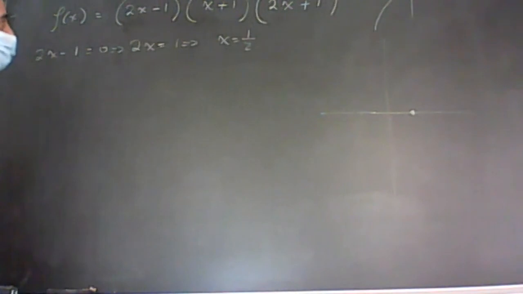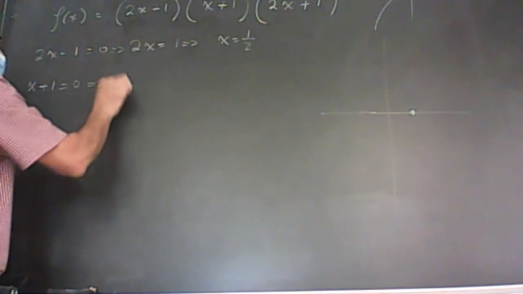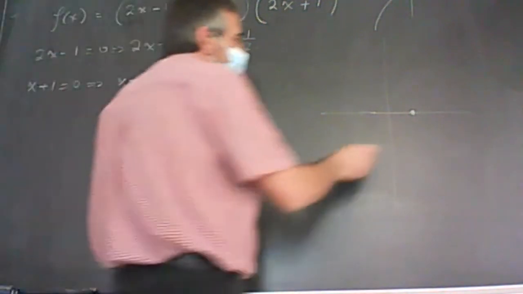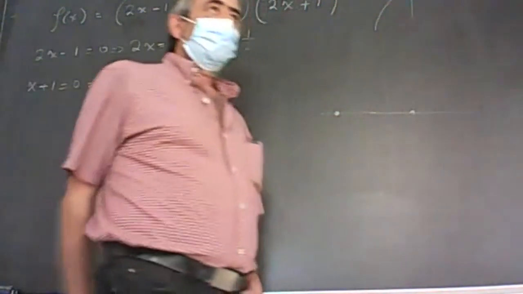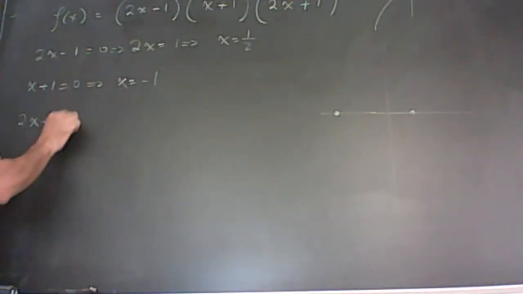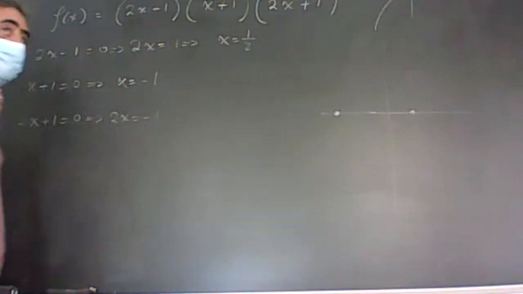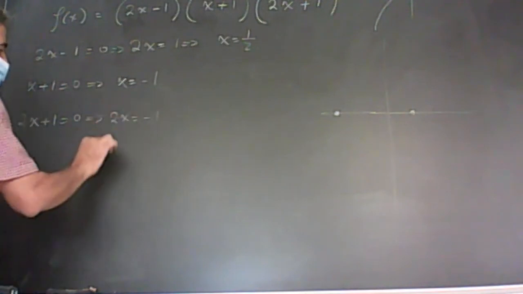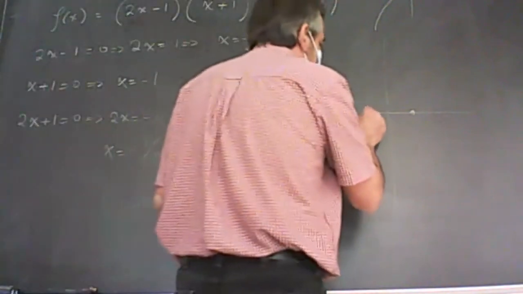Okay? What's the second intercept? x plus 1 equals 0 implies x is negative 1. So negative 1 right here. And then we know the third one is 2x plus 1 equals 0. This means 2x is negative 1. Yeah? So that means dividing by 2, x is negative 1/2. So this is the third intercept right there.